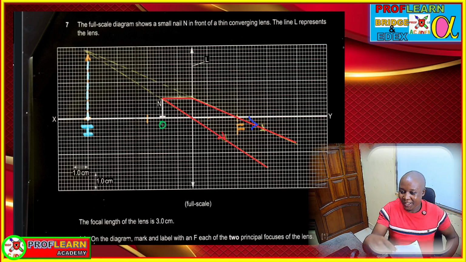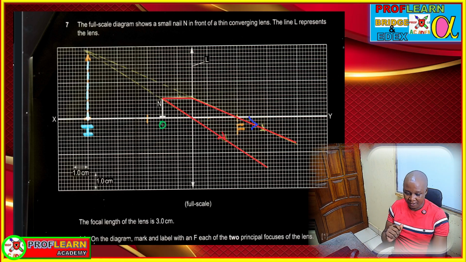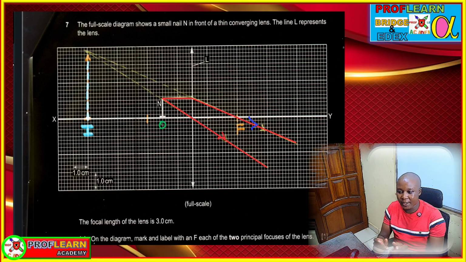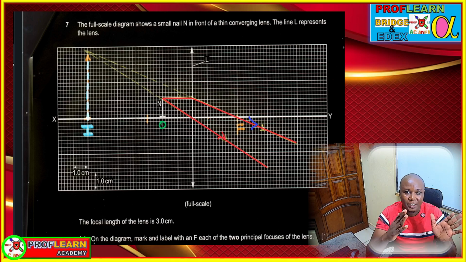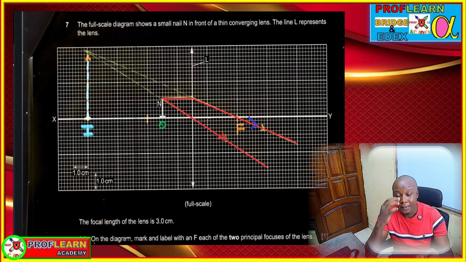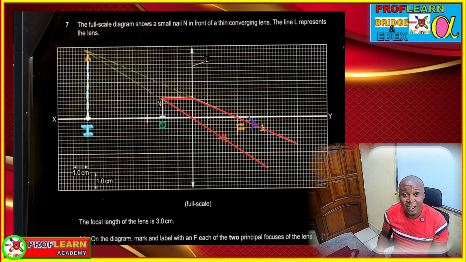Conditions for total internal reflection is another area that you may be asked. If you have a ray moving from a dense to a less dense medium, that's one of the conditions. The ray must be moving from a dense to a less dense medium. Number two, the angle of incidence must be greater than the critical angle for total internal reflection to occur, for you to earn those marks.